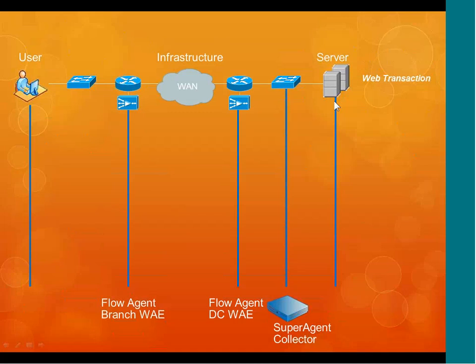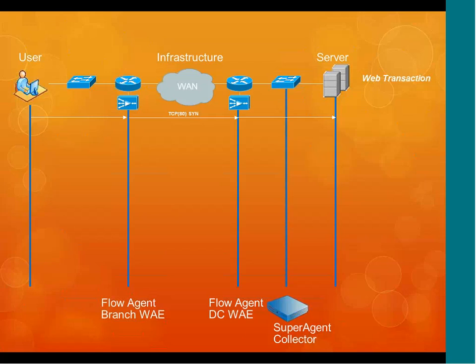So the only other thing I wanted to show is how this has changed when you have something like a WAN accelerator in your network. Because when you have a WAN accelerator, the TCP transaction is actually broken up. And let me show you how that actually works. For the same web transaction, given a WAN accelerator at the branch or the office site, and then a WAN accelerator at the data center.